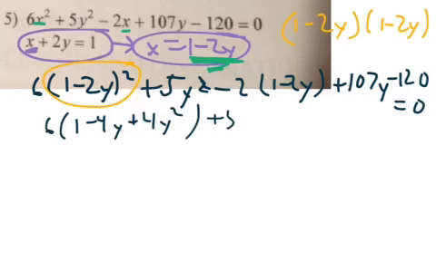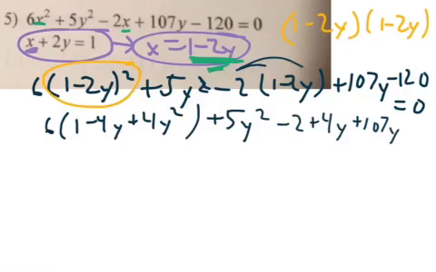We have a plus 5y squared. And I notice right here I have to distribute the negative 2. So I'm going to have a negative 2, and a plus 4y. I still have my plus 107y minus 120 equal to 0. Okay.